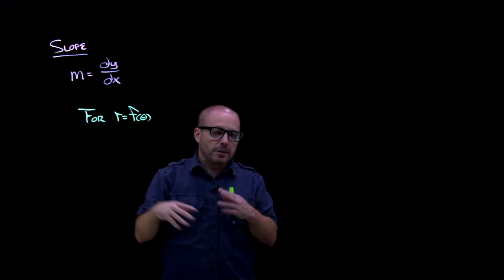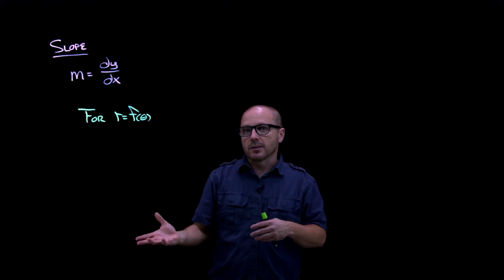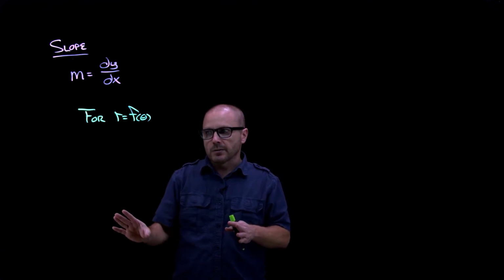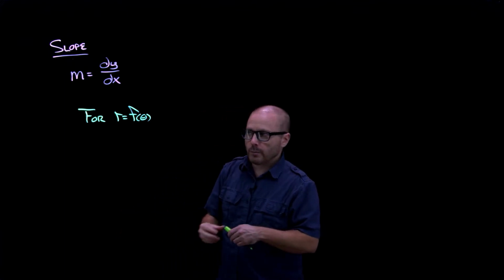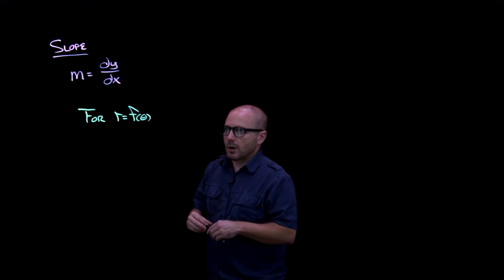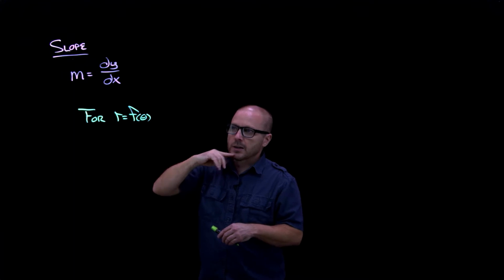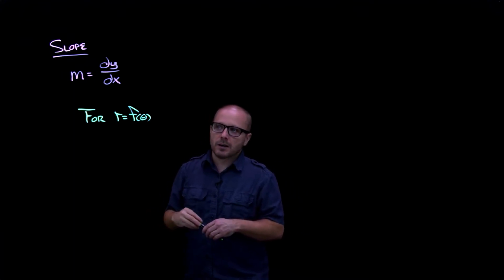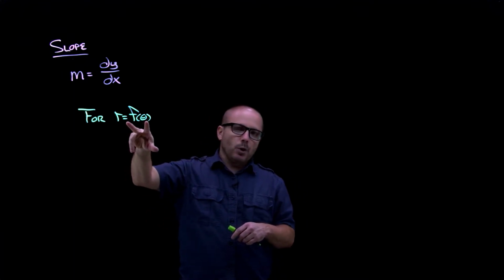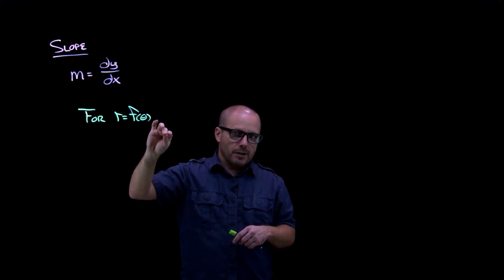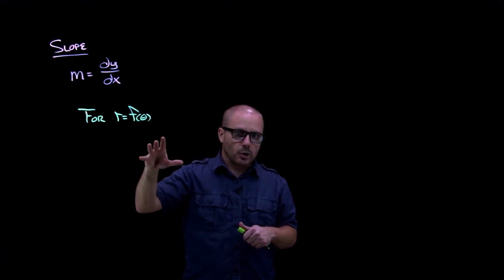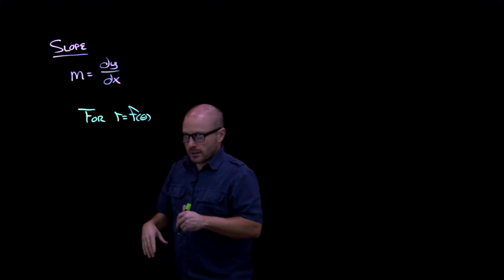Now, one approach might be to try and figure out some way to go back to Cartesian coordinates, but we don't want to do that because that may be hard or impossible in some cases. So can we just stick with it in terms of theta and figure out the slope? Well, it turns out it's actually quite easy, because any polar curve can easily be parameterized, and we already know how to find slopes for parametric curves.